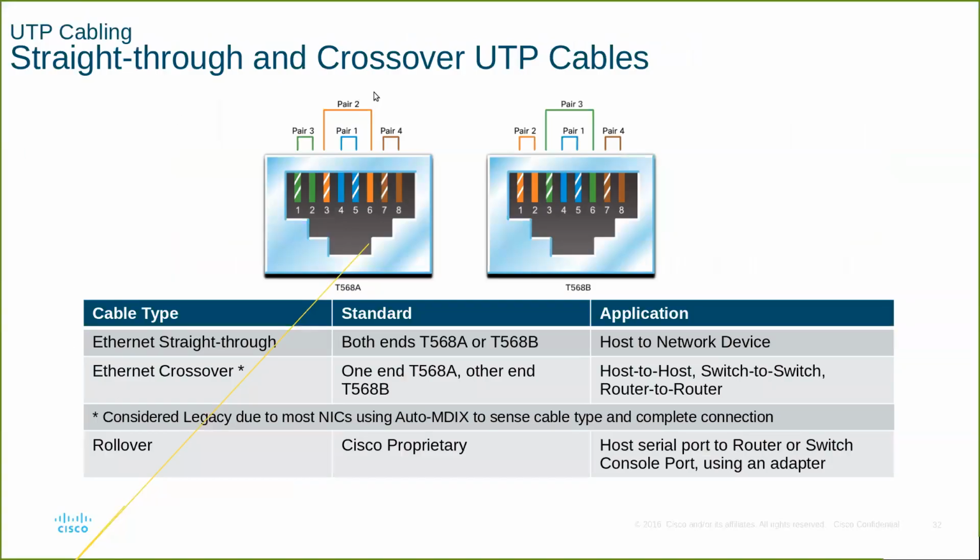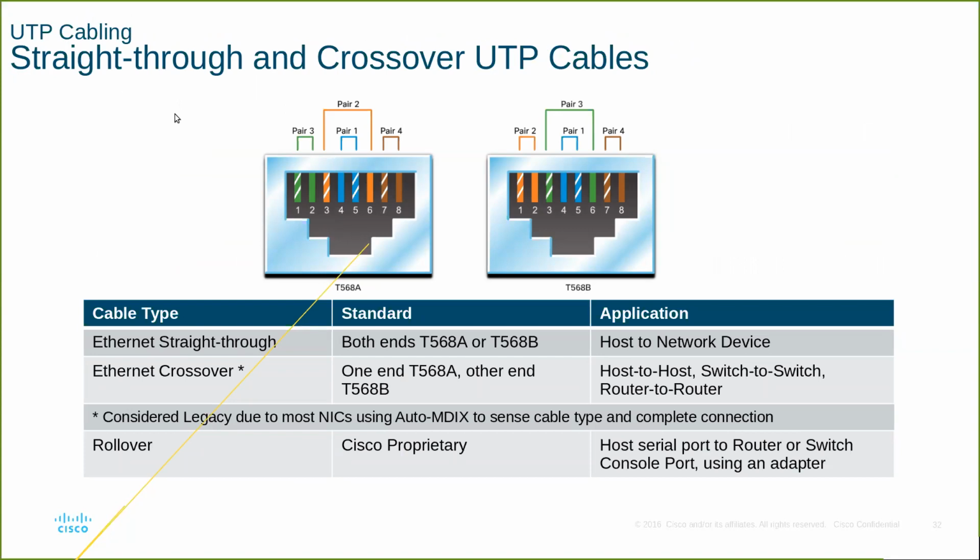So there are different ways of connecting this, or termination. The first one you are seeing here is straight through. There's something called straight through and crossover cabling. Where do you use straight through and where do you use crossover?